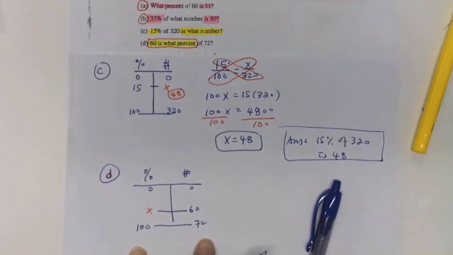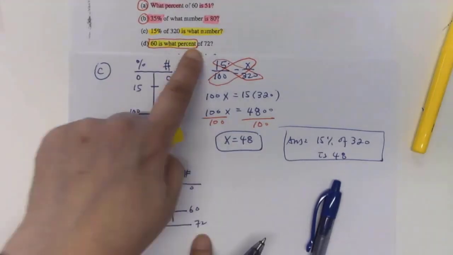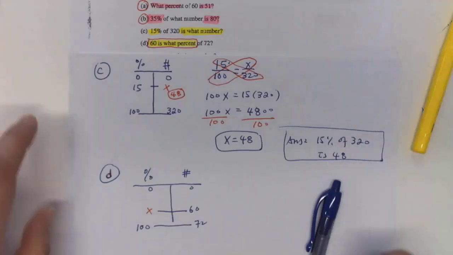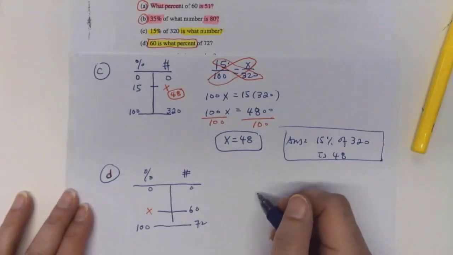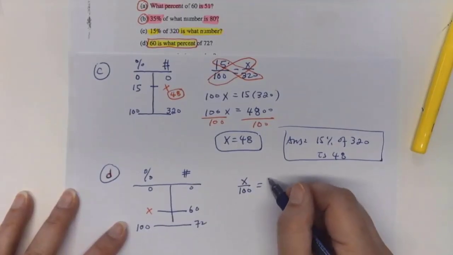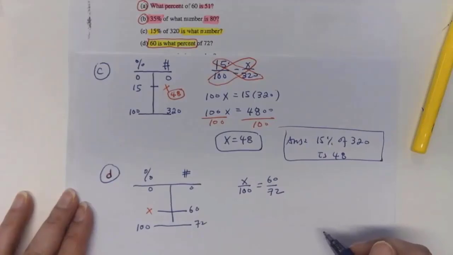I don't know the percentage of 60, but 72 is bigger, so I assume that's my 100%. Is it okay? So for D, we don't know how many percent is 60. 60 is what percent of 72? 72 is the bigger number, so for this scenario, that's your 100%. Question for this. To set it up, we will do what? x over 100 on the left-hand side equal to 60 over 72. Go ahead and try to solve that for me, please.